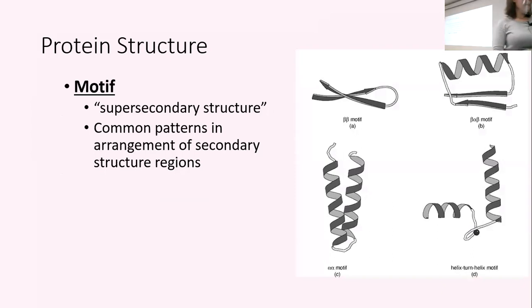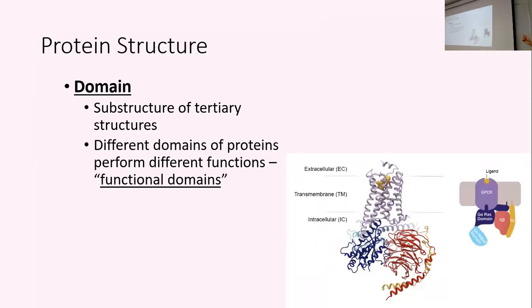Motifs and domains. So a motif is between secondary and tertiary structure, super secondary structure, right? And so what we see are these motifs. Frequently we see like a beta followed by a beta sheet, or an alpha helix tied to one of these little kink amino acids and another alpha helix, or an alpha helix directly next to an alpha helix. So we see these patterns in how these things fold up, right? And so we have motifs between secondary and tertiary structure, and then domains, which is kind of a subset of tertiary structure. So we see these protein domains within this amino acid, and those will have separate functions within the protein. We call them functional domains, right?